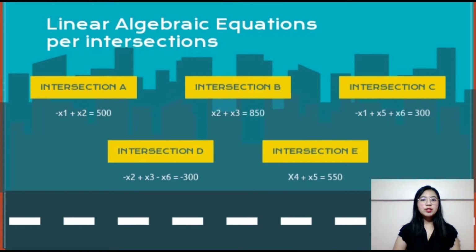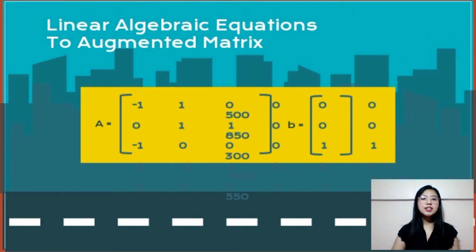These are the algebraic equations per intersection. We have 5 intersections, so we have 5 different algebraic equations as well. To find the equations per intersection, the values going into the intersection are equal to those going out, and we equate the given values. From the algebraic equations that we have, we can now transform them into an augmented matrix that we need to input in our MATLAB to get our answers, the missing values.